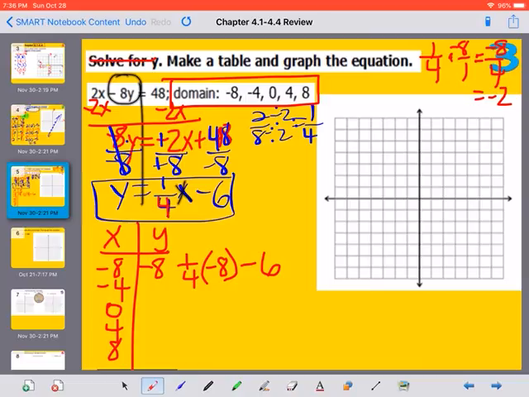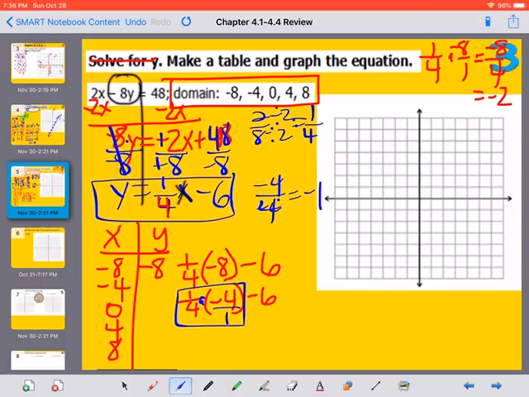Let's try the next one. Then we have 1/4 times negative 4 minus 6. Again, this is really just 4 over 1, so you're multiplying straight across. We really have negative 4 over positive 4, which is really a negative 1. This whole thing right here, when we multiplied those, gave us negative 1. Negative 1 minus 6 is negative 7.